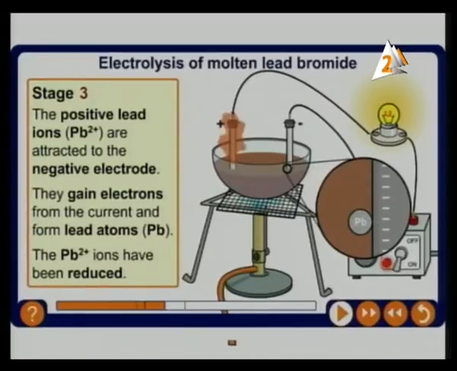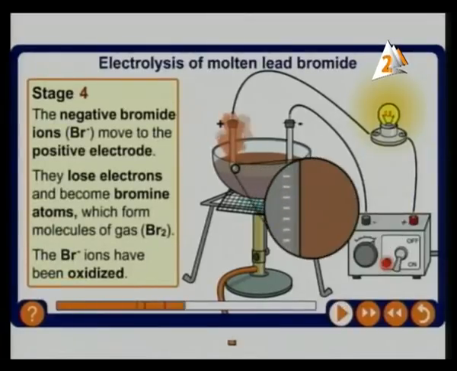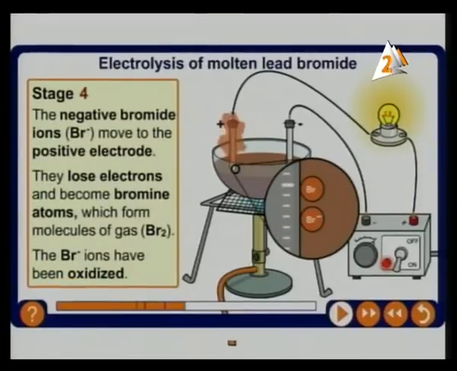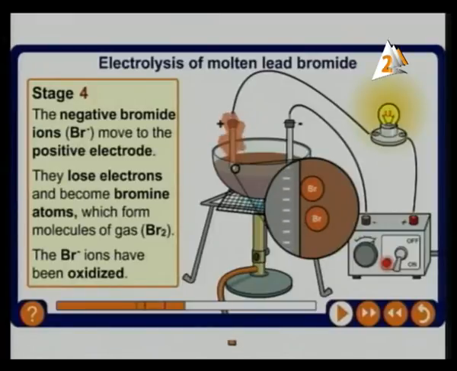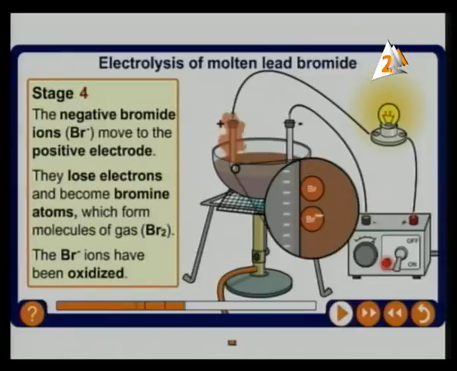Now, what comes after that? Stage number 4: the negative bromide ions, Br-, move to the positive electrode, as we see in this figure. The positive electrode attracts the Br- ions because they have opposite charges.